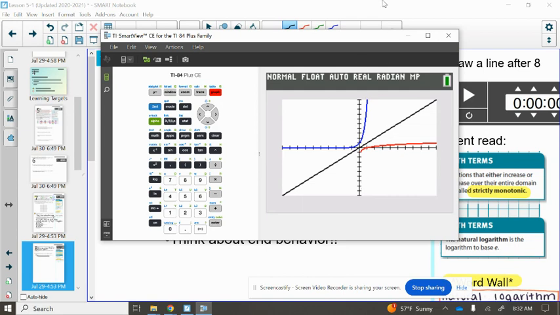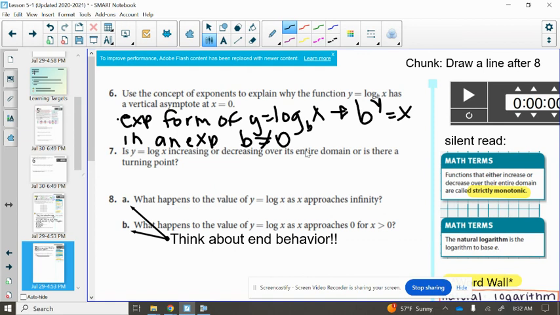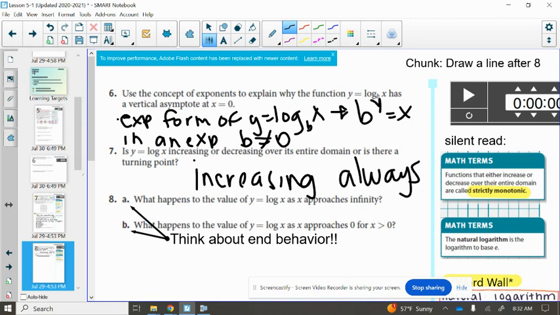And we do notice again that this log graph is increasing at all times. So always increasing. And then as our x approaches infinity, again, we're noticing that the y's are increasing.